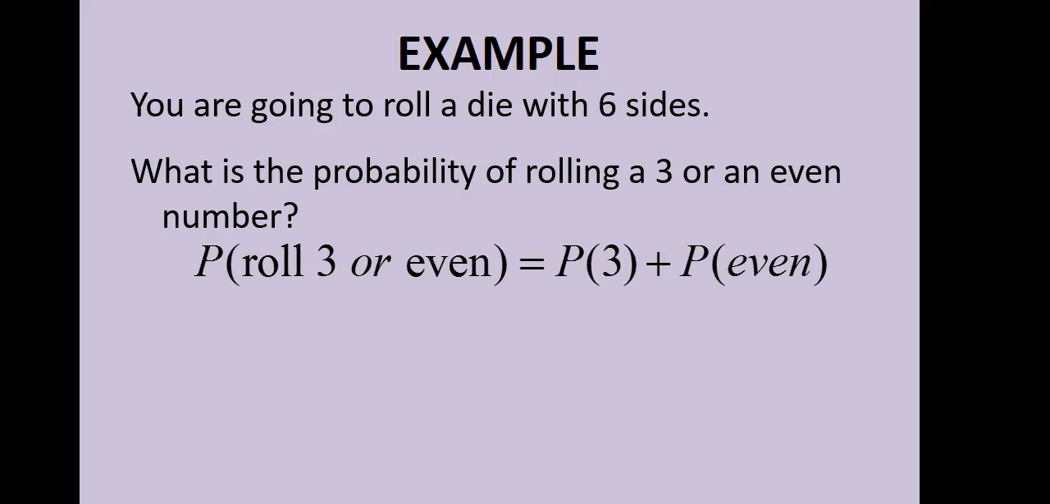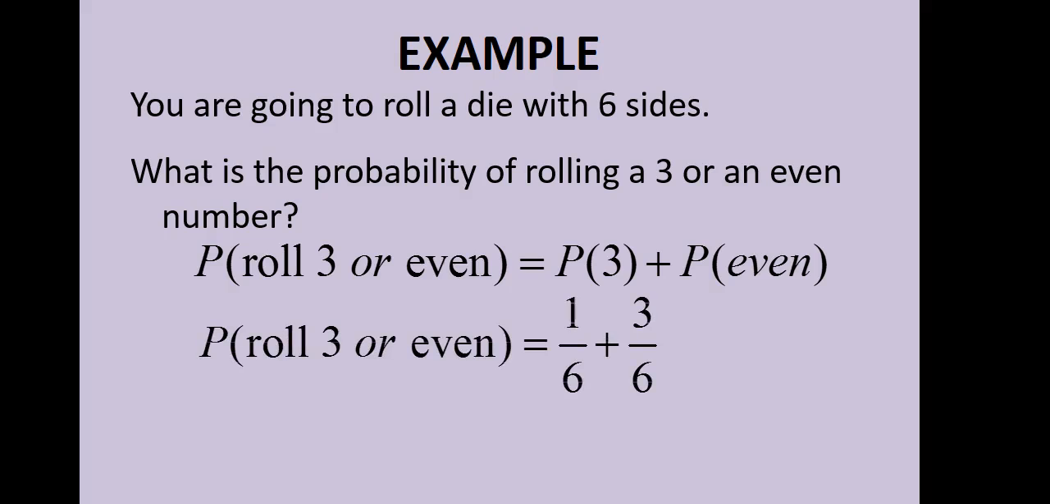Well, since these cannot happen at the same time, we can add the probabilities of them occurring. The probability of a 3 occurring plus the probability of an even number occurring. On a 6-sided die, the even possible outcomes would be 2, 4, and 6. Out of the 6 possibilities, that would be 3 out of 6. And the probability of rolling a 3 would be 1 out of 6. So the probability of rolling a 3 or an even number would be 1/6 plus 3/6.